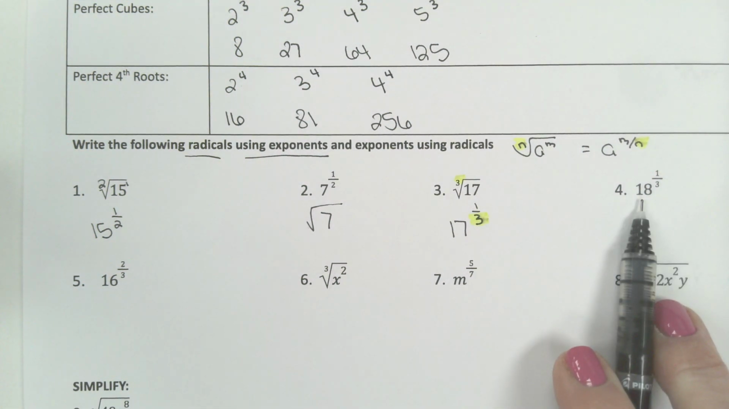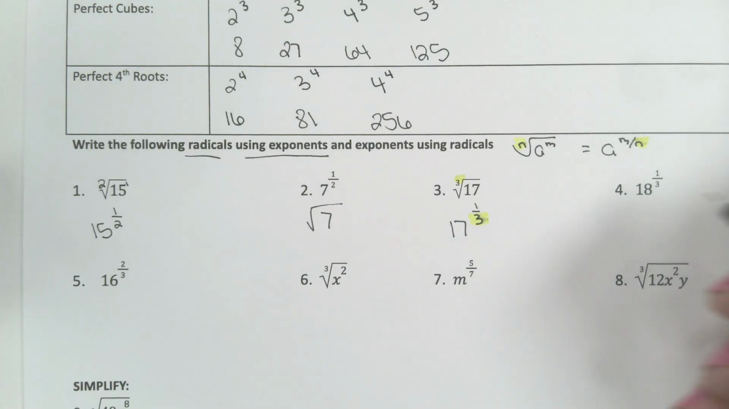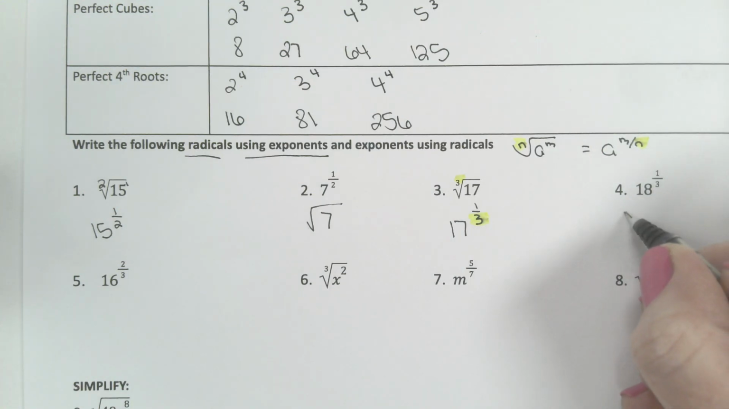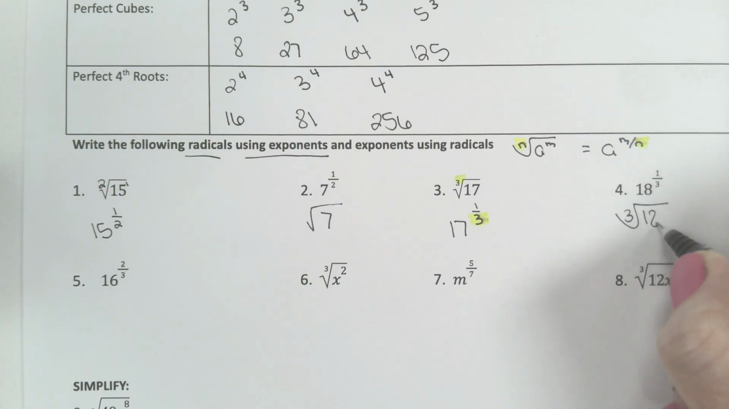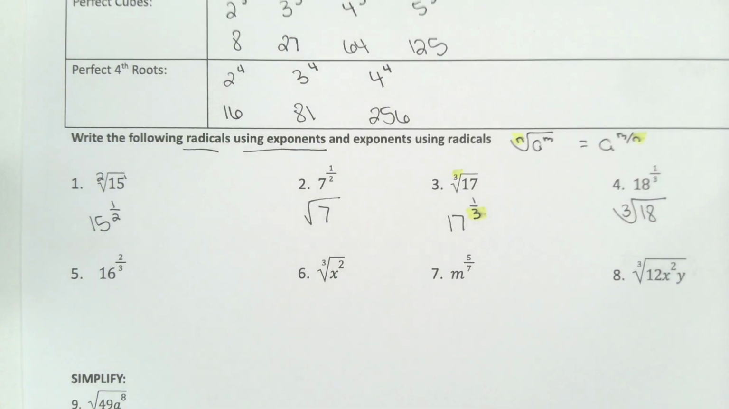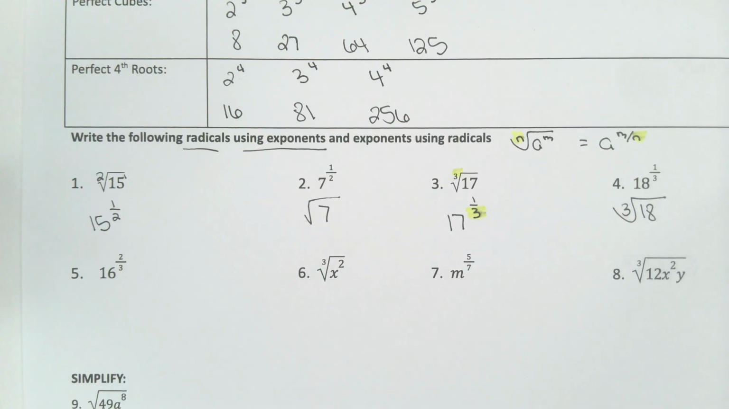18 to the 1/3, what's that going to look like as a radical then? Hopefully in your head you were thinking the cube root of 18. So the denominator becomes your index. It's a 3, so you have to write it. It cannot be implied. And I'm going to hit the pause button, and why don't you guys try 5, 6, 7, and 8.